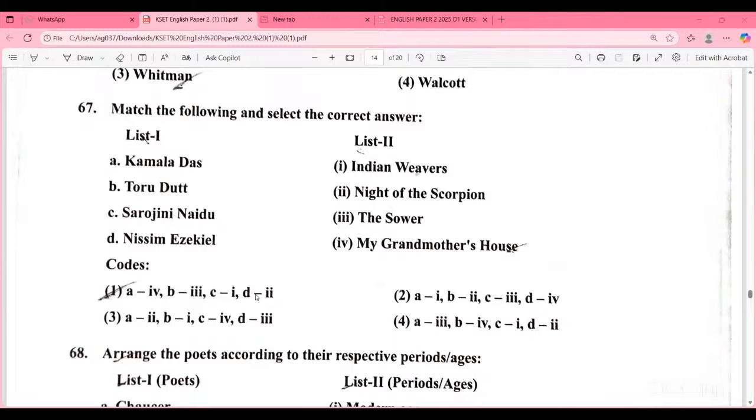Kamla Das wrote My Grandmother's House. Toru Dutt wrote The Sower. Sarojini Naidu wrote Indian Weavers. And Nissim Ezekiel had written Night of the Scorpion.